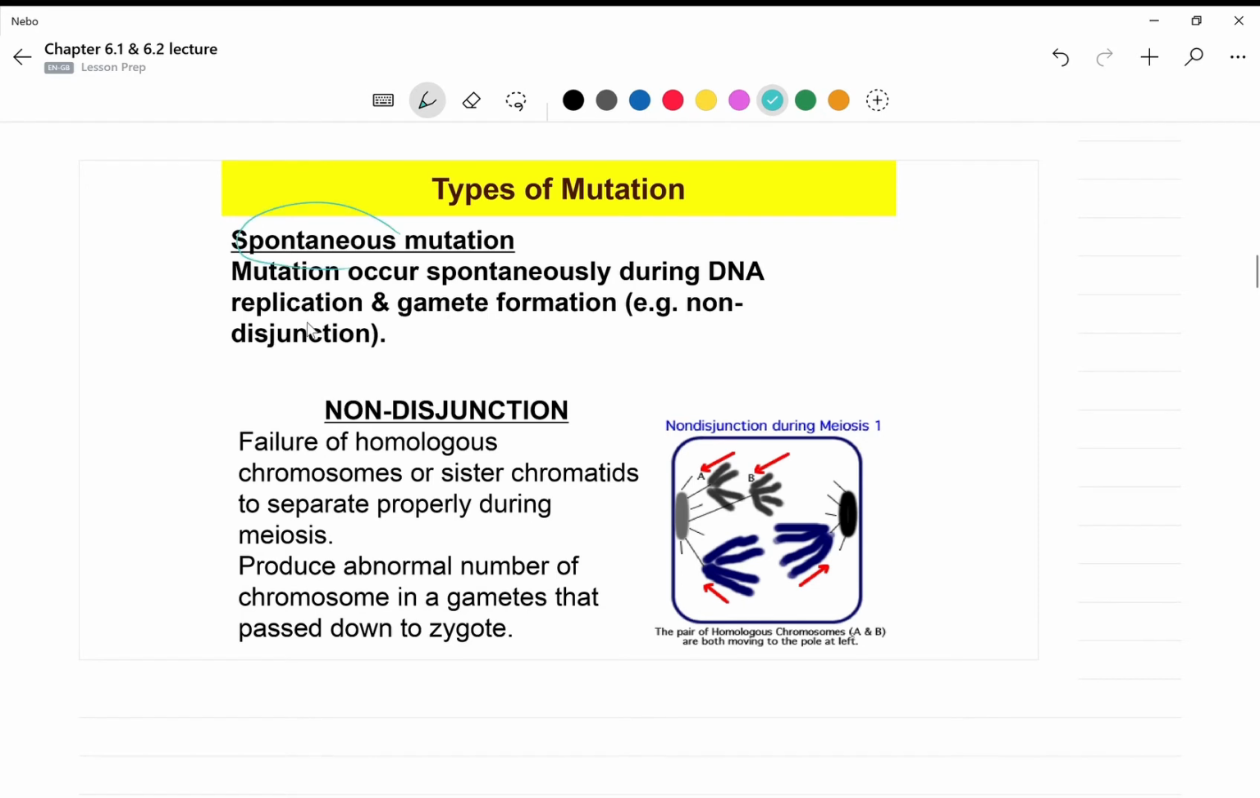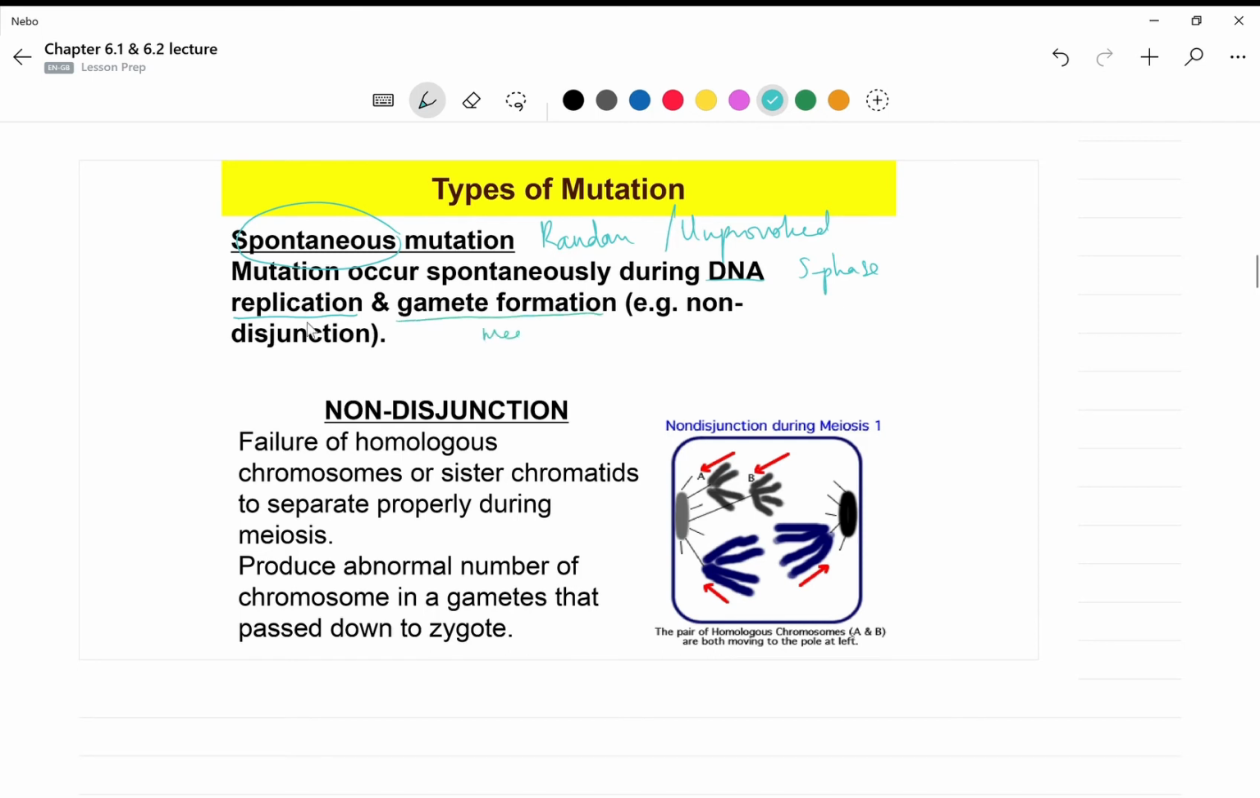So the first type of mutation is what we call spontaneous. Spontaneous meaning it's random, maksudnya dia unprovoked. Maksudnya it happens in nature. We didn't do anything, it happens on its own. So normally it happens during DNA replication. Okay, DNA replication, this is kita punya S phase.